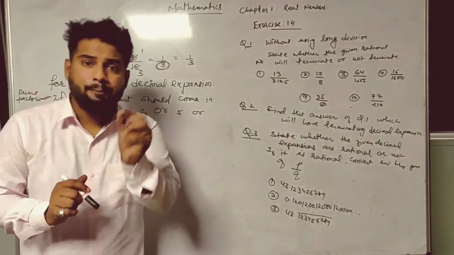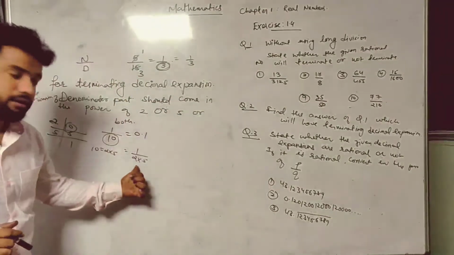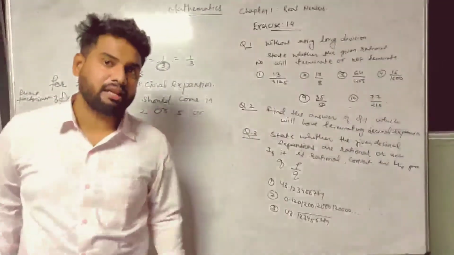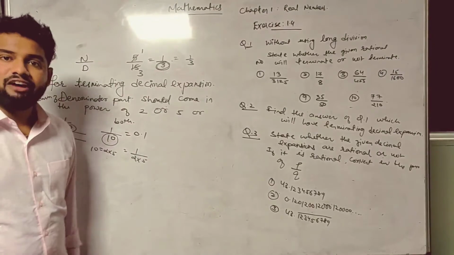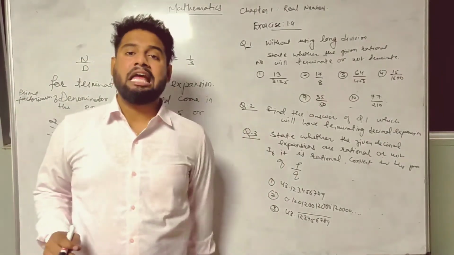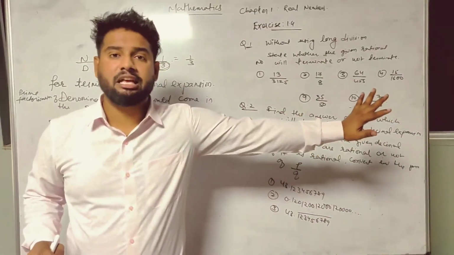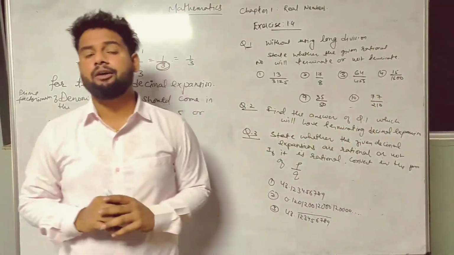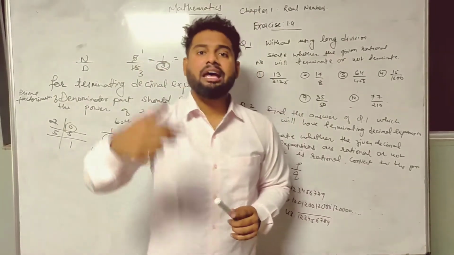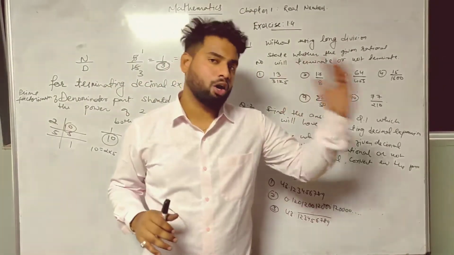But if any other prime number comes in the denominator apart from 2 and 5, it will not be called a terminating decimal expansion. It will be a non-terminating decimal expansion. Again, I am repeating my words. How can you say that a particular rational number is terminating or non-terminating?